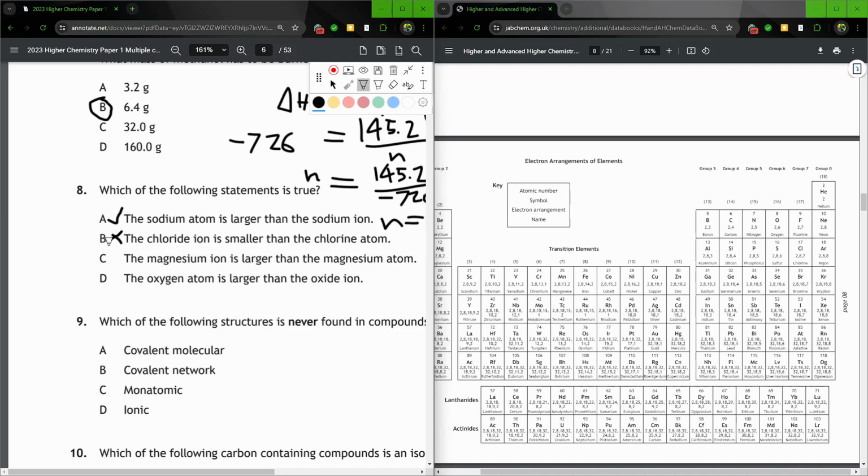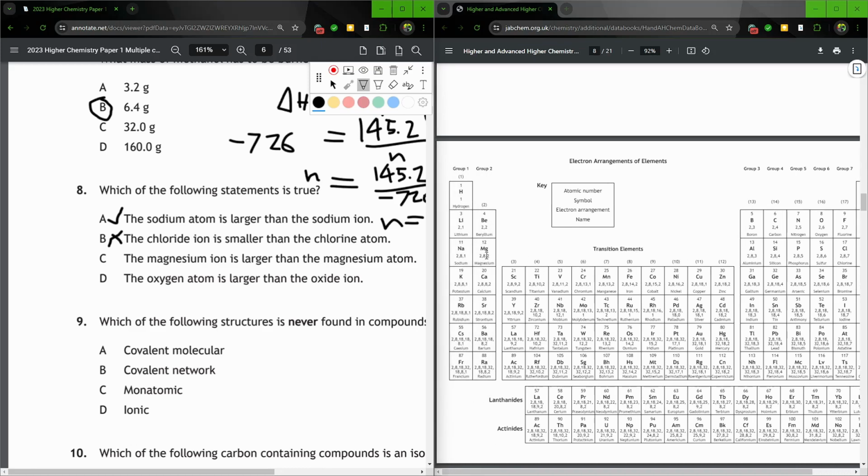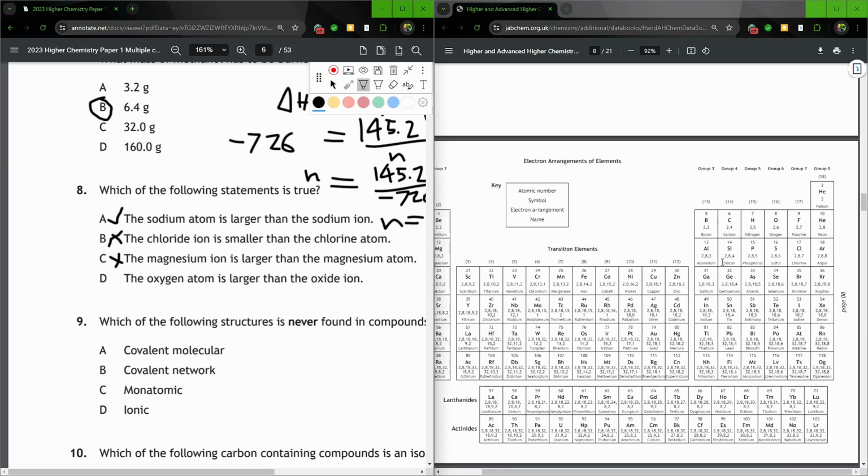It can't be B. Magnesium ion is larger than the magnesium atom. We'll scroll over to magnesium over here. If we ionize it, it would be 2,8. We're missing a whole electron shell compared to the atom. So that means that it can't be C. And then the oxygen atom is larger than the oxide ion. If we go over here, we have 2,6, and if we ionize it, it would be 2,8. So the oxide ion would actually be larger than the oxygen atom. So all I have to say is that A is the correct answer.